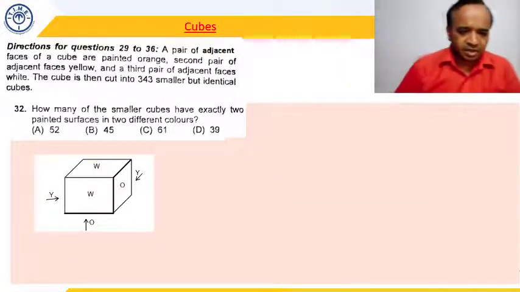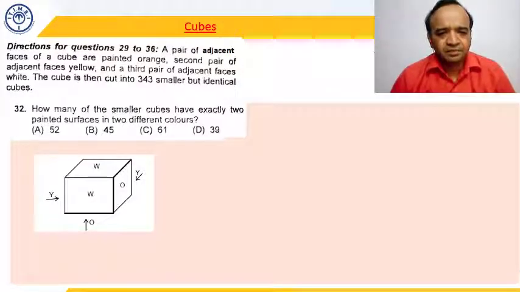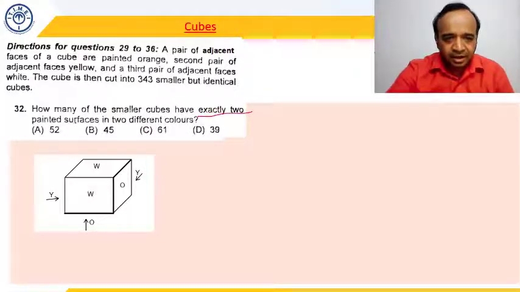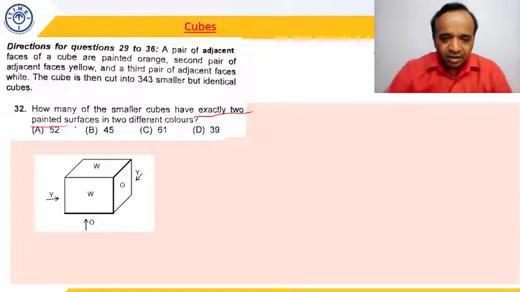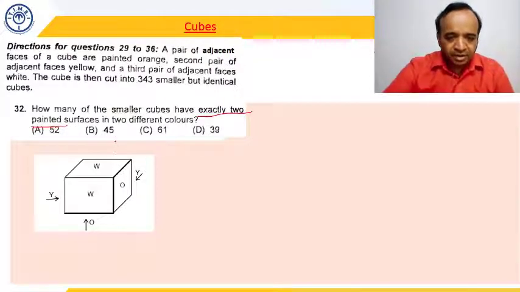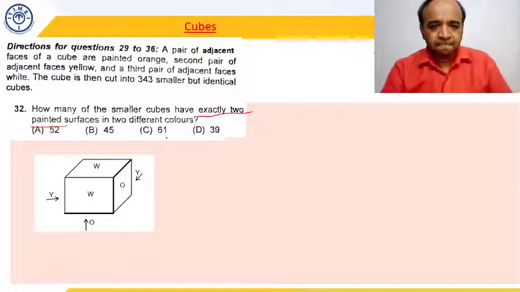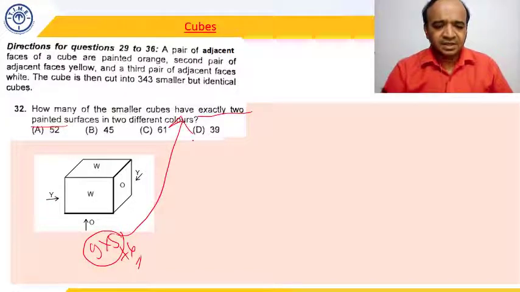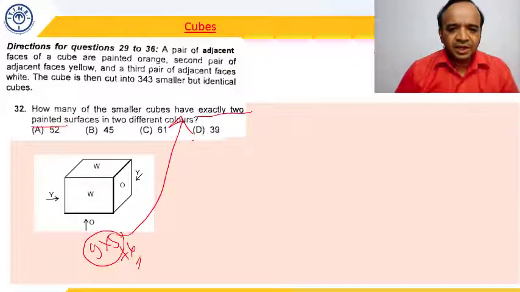Now come to the next question. Question number 32. How many of the smaller cubes have exactly two painted surfaces in two different colors? Now it has categorically mentioned, it has clearly mentioned that exactly two painted surfaces. And while doing the counting in the previous question, I have just calculated this here separately. That is exactly two painted faces with two colors and exactly three painted faces with two colors I had discussed, and that was calculated as 9 into 5 plus 6. This 9 into 5, 45 pieces are coming in this category. That is exactly two painted surfaces in two different colors.